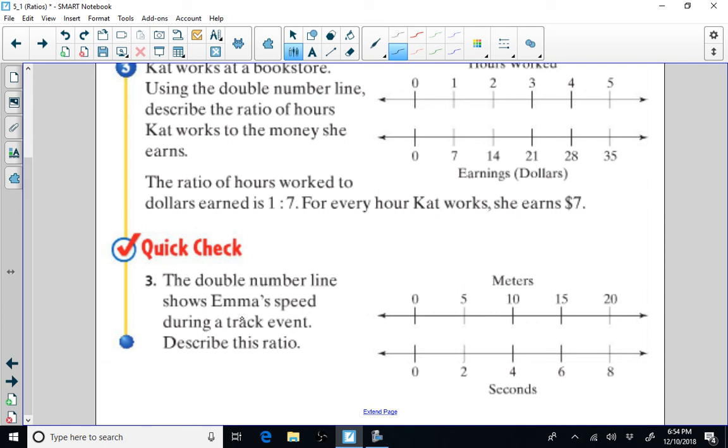This double number line shows Emma's speed during a track event. Describe the ratio. Well, here we see that she runs 5 meters every 2 seconds, 10 meters every 4 seconds, 20 meters every 8 seconds, and so on. I always want to know, though, right, the unit. So in 1 second, how many meters would she run? Well, what is 5 divided by 2? 5 divided by 2 is 2.5. So she runs 2.5 meters every second.